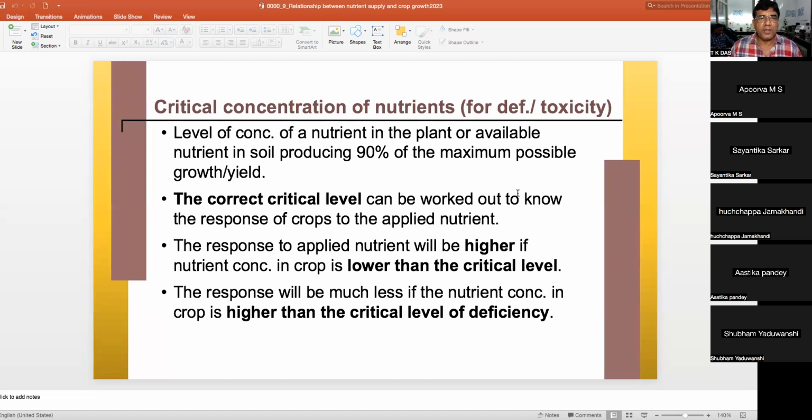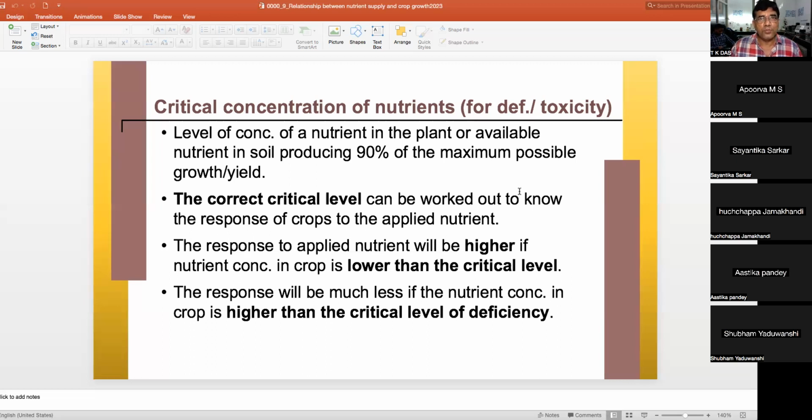If your concentration of the nutrient is at critical level or below critical level, and you supply that particular nutrient at that time, the response is very high. And then if you still supply more nutrients, it will go on increasing. And when you reach beyond the critical level, the change in response will decrease. But this critical concentration cannot tell us how much quantity of nutrients I should apply. That is the problem with this.